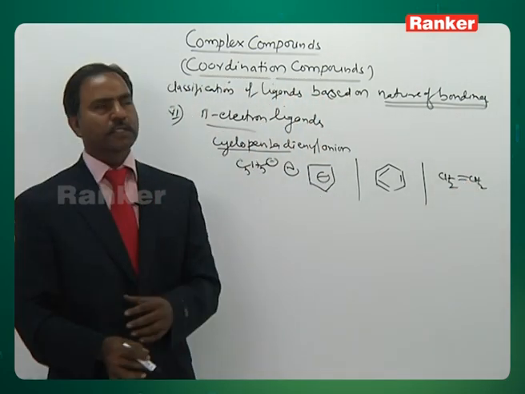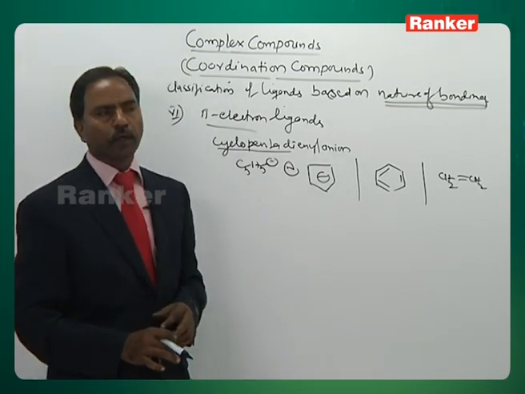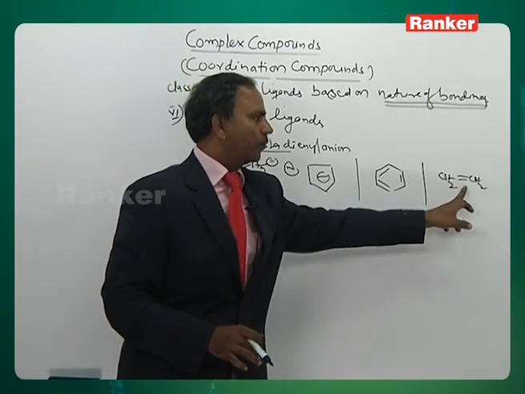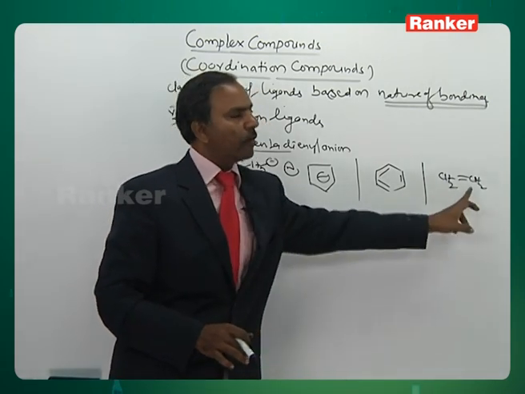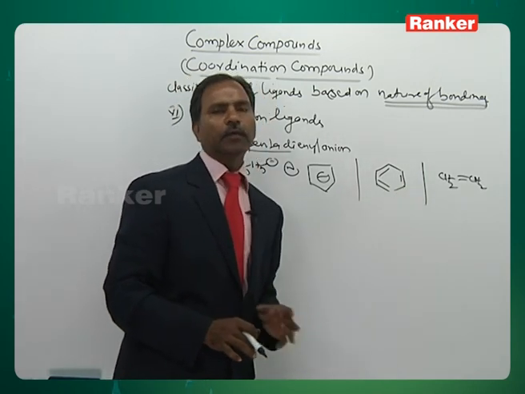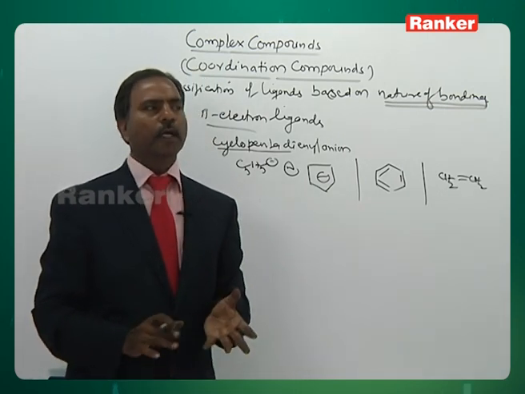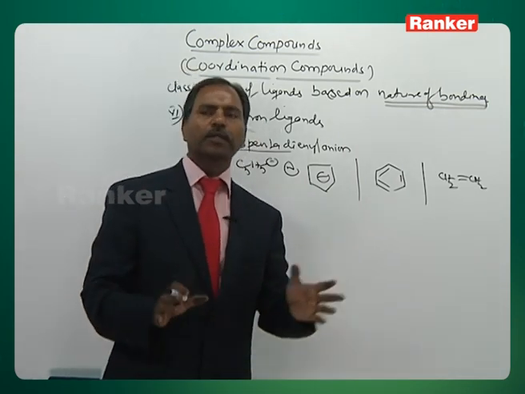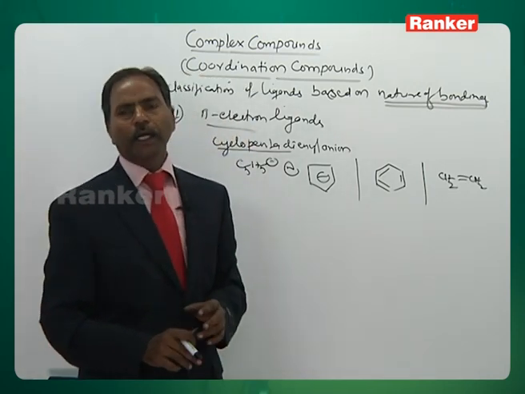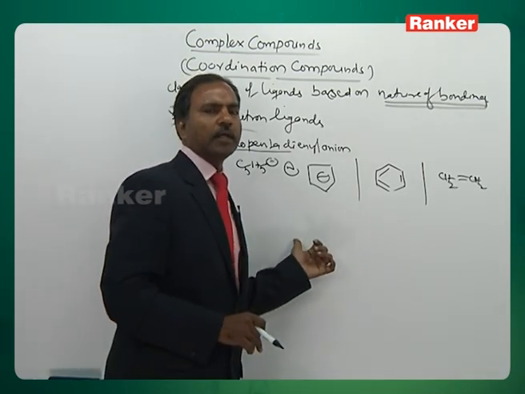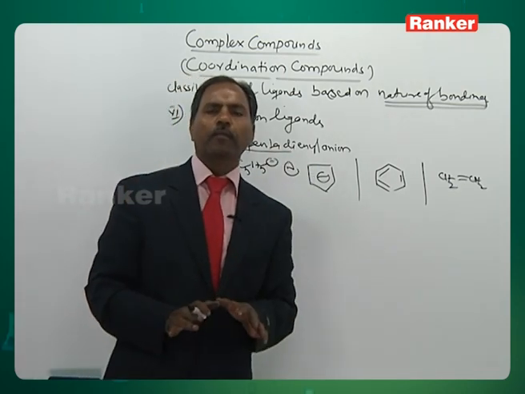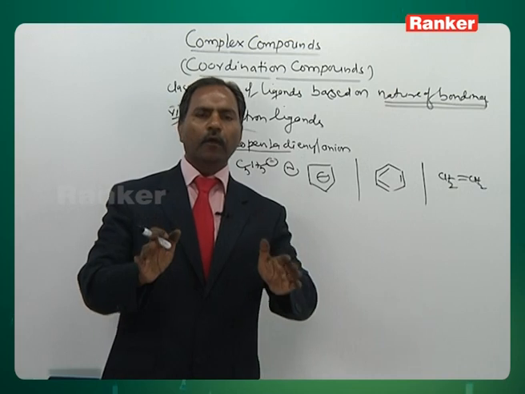Most of the silver, platinum and gold complexes are ethylene and acetylene complexes. They are not carrying any charge, but form complexes involving only pi electrons. Therefore these are known as pi electron ligands. So the different types of ligands based on the nature of bonding are flexidentate, chelate ligands, bridging ligands, ambidentate ligands, pi accepting ligands, and pi electron ligands.